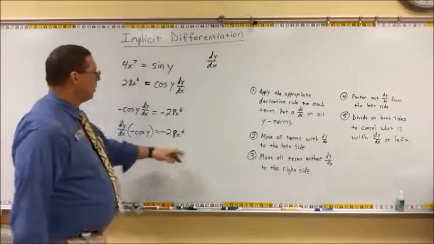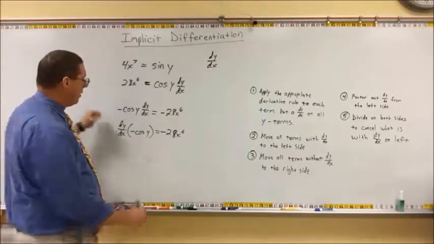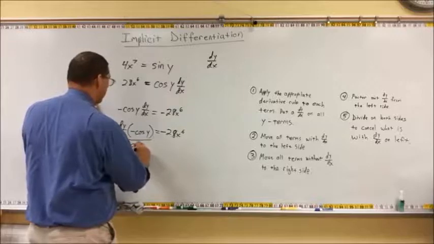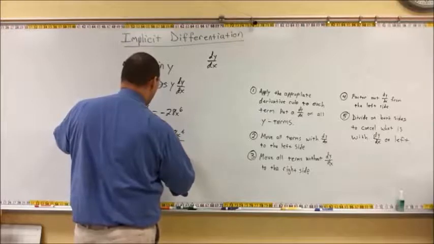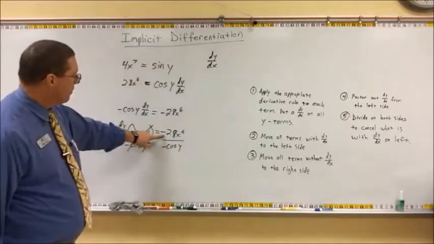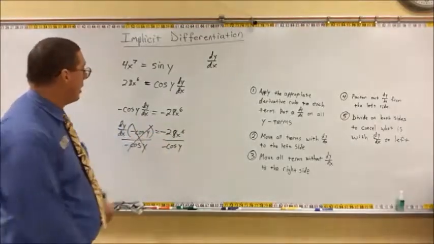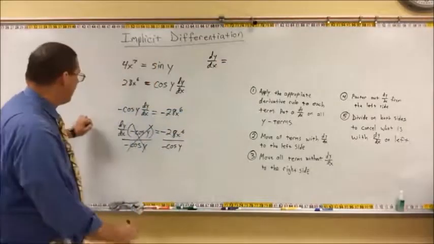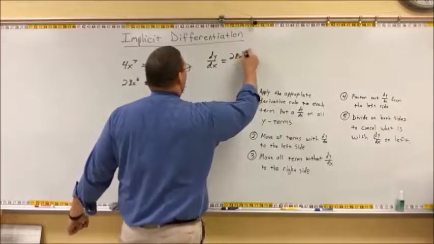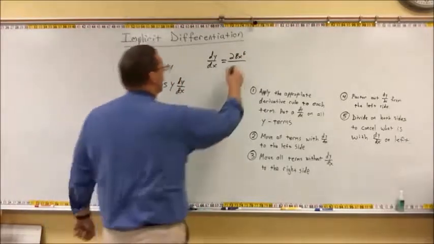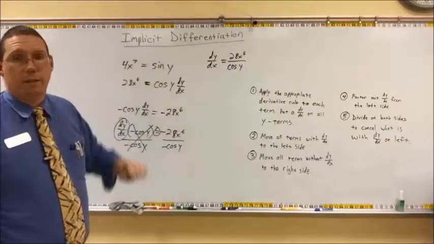And then step 5, divide both sides to cancel what's with the dy/dx. Well, we've got to cancel a negative cosine of y, so we're going to divide by negative cosine of y. And now you can see we have a negative divided by a negative, which is a positive. So we can cancel the negative, and all we have left is dy/dx is equal to 28x to the 6th over cosine of y. And that is our rate of change in this relation right here.